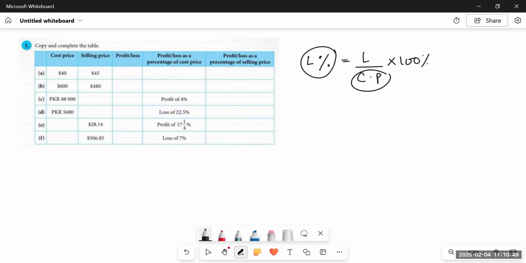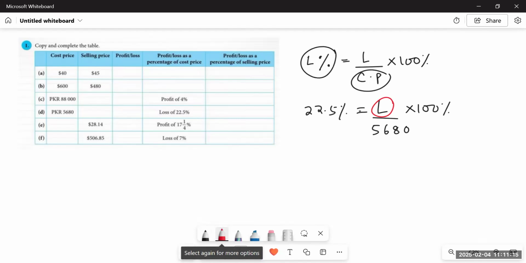So the percentage of loss is 22.5%. Loss is not given, so we'll put L over here, and CP is also given as 5680. We'll multiply it by 100%. Whenever we have such a case where the unknown value is on the right hand side, first we are going to make it the subject. How? We will shuffle their places.